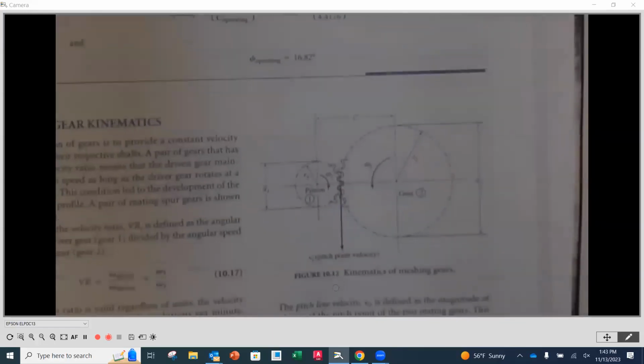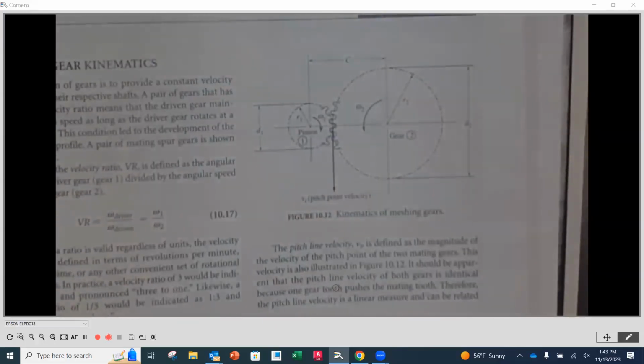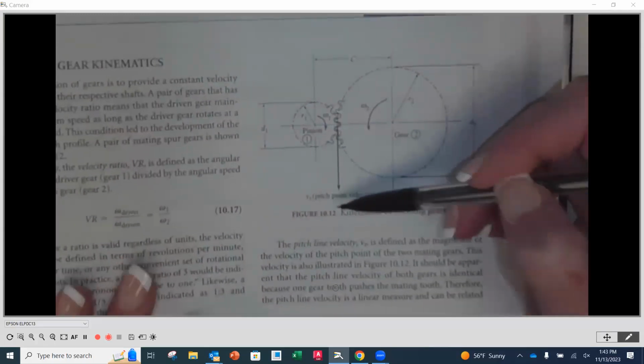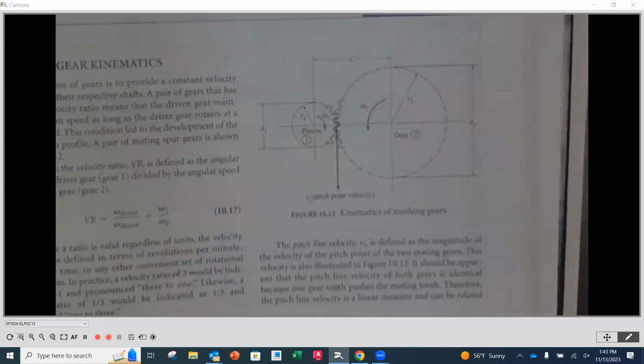We're going back over here, and we've been looking at this diagram but for other reasons, but this is really the intention, to show us this straight line velocity component of the rotational motion of these 2 gears that are in mesh.